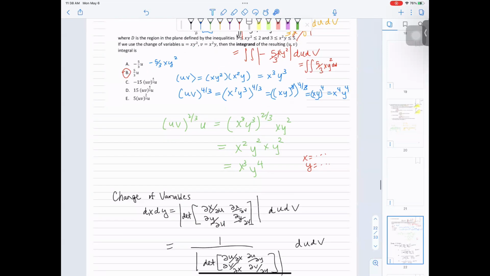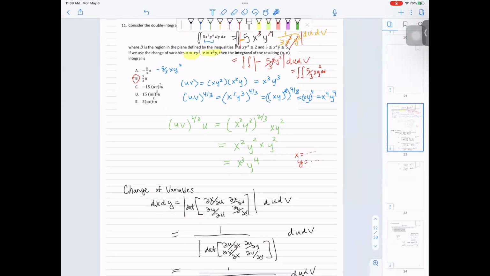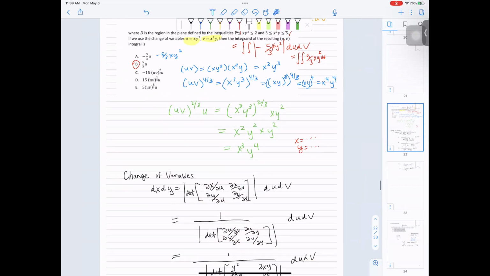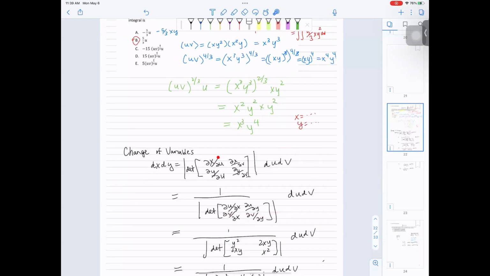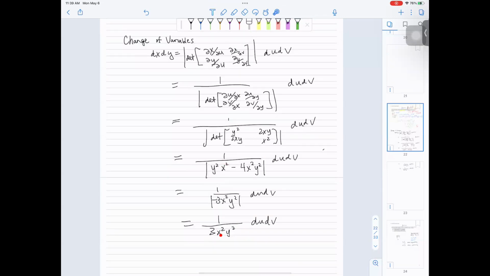All I know is that U equals this and V equals this. So I need some matrix where U and V are the outputs. So what's the relationship between having X and Y in the outputs versus U and V in the outputs? Well, I can just take a reciprocal. So this is equal to 1 over the determinant where U and V are the outputs, X and Y are the inputs. This is by the change of variables theorem. And so we calculate that matrix, get the determinant, absolute value.